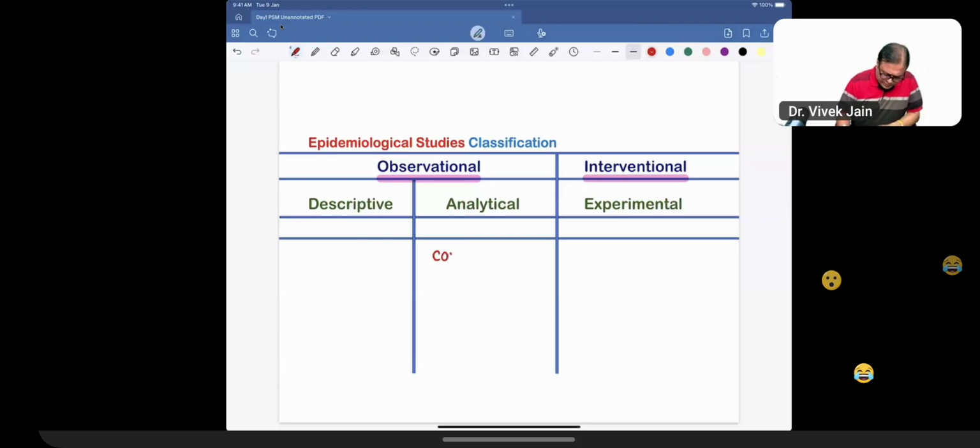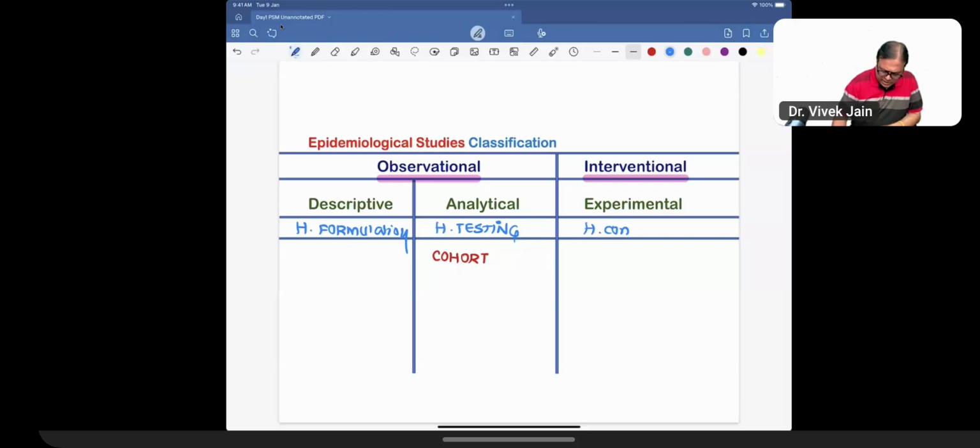Now suppose it is a multiple response answer. Can you tell me? Cohort study can also be a type of descriptive also. So descriptive studies are used for making a hypothesis. So hypothesis formulation. Analytical studies are for hypothesis testing.